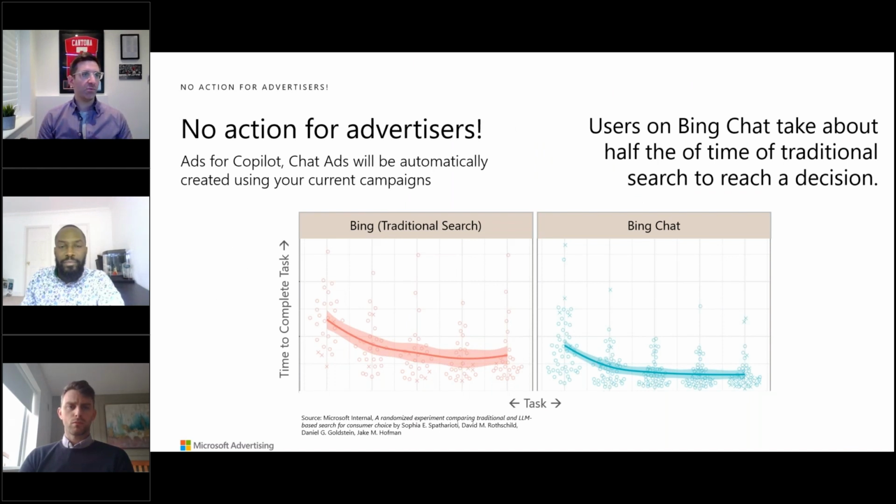Now, where I'd like to leave you here and move into Q&A and hear some more from you guys is you don't need to take action today. So for Copilot, ads for Copilot, your chat ads, they will appear alongside your MSA current campaigns. And just take into account the timing piece. So users take half the time of a traditional search to reach a decision.